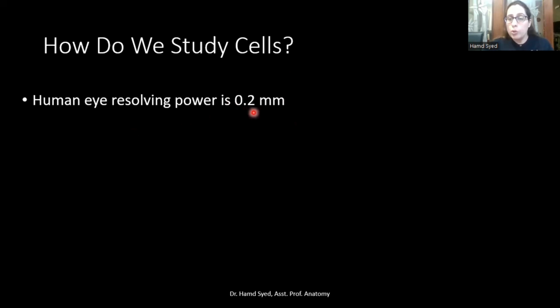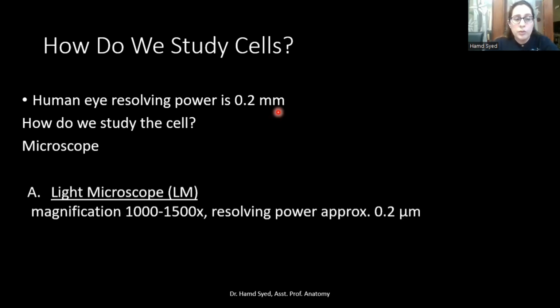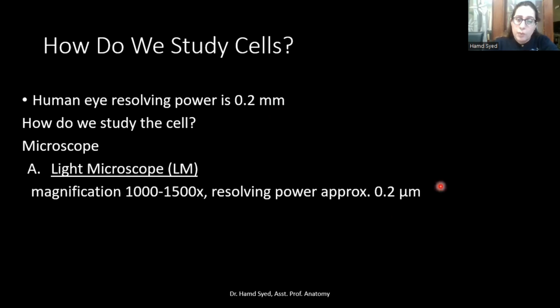So if there are 2 points, or let's suppose 2 lines present at a distance of 0.2 millimeters from each other, then they would be differentiated as 2 separate points or lines by the human eye. But if the distance is lesser than this, then they would not be appreciated by the human eye. So if we want to visualize structures which are smaller, tinier structures, then we use the help of the instruments, which are the microscopes. Now, there are many different types of microscopes, but the basic one is the light microscope.